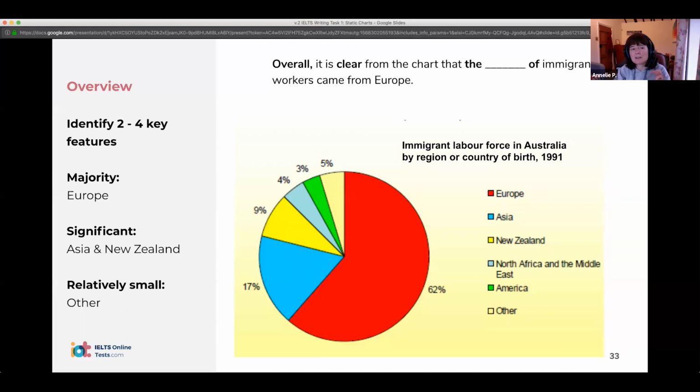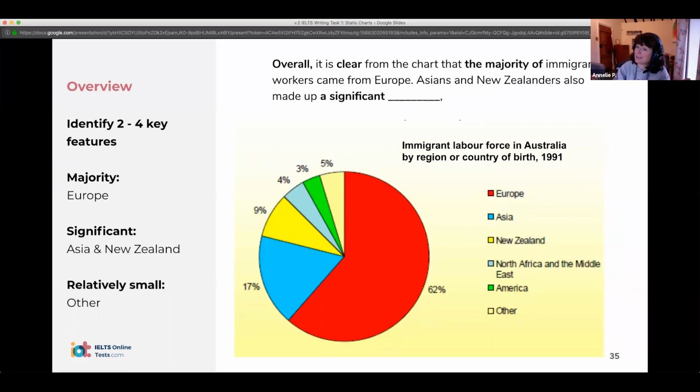So, and then what are we going to say? So we're talking about Europe first, just as we've done it at the side there. Okay, very good, Monica. The majority come from Europe. Okay, so that's our key point, our key trend that we have there. Okay, and then Asians and New Zealanders. So now we're using the nationality.